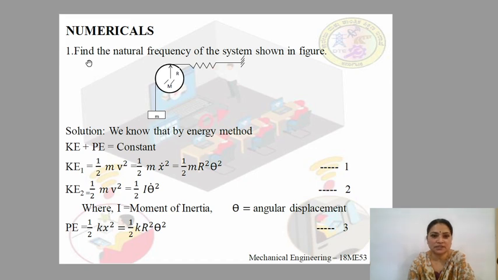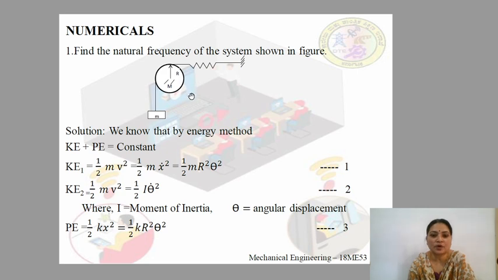The question goes like this: find the natural frequency of the system shown in the figure. Here is a figure which consists of a spring and a mass attached to the pulley. The mass is attached by means of a string and is taken over the pulley. Such a figure is called a spring mass pulley system. We are supposed to find the natural frequency of the given system.